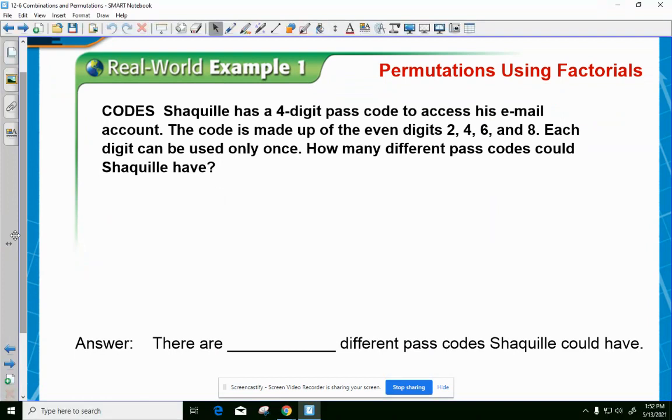Okay, so we're going to start with this question to help us figure that out. All right, Shaquille has a 4-digit passcode to access his email. It's made up of these numbers, 2, 4, 6, and 8. Each digit can only be used one time. So the question is, how many different passcodes could he have? Not what are they? That's not what we're asking here. The question is, how many could he have? He can use the numbers 2, 4, 6, and 8. Okay, so take a second, see if you can come up with a number of how many Shaquille could have.